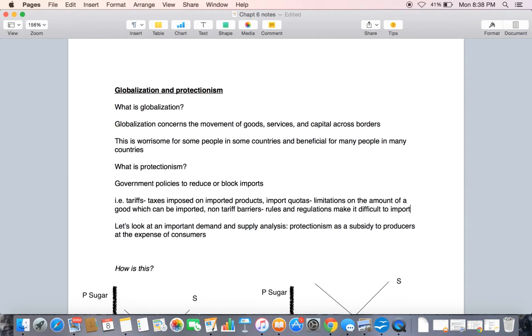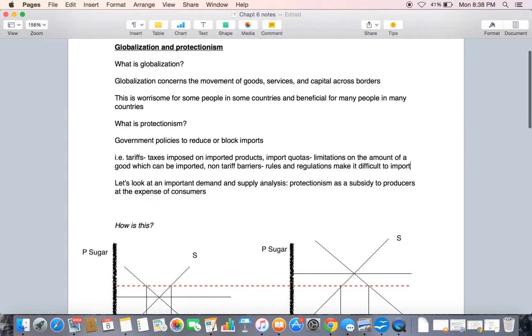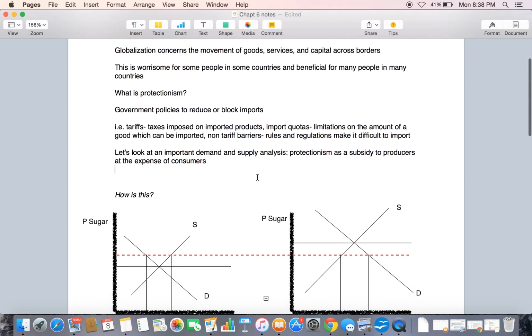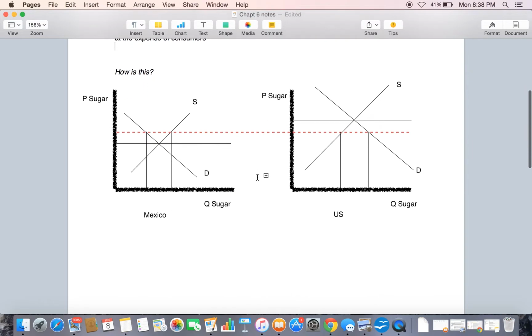So the whole conclusion of protectionism is that protectionism is in and of itself a subsidy to producers at the expense of consumers. Consumers are going to subsidize domestic production of whatever good is being traded. Let's see how this actually applies. If we take a look at an example from your text, I'm not going to use the numbers, but I just want to go over the theory with you.